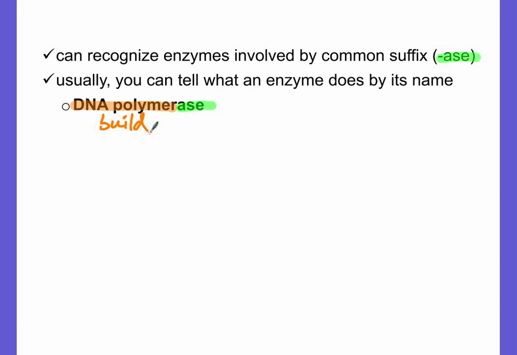So DNA polymerase, you build that DNA polymer. DNA ligase, it's going to link two different pieces of DNA together. Helicase unwinds that helix. So you've got key words that you can look for, key parts of the name that you can use to tell you what it does.